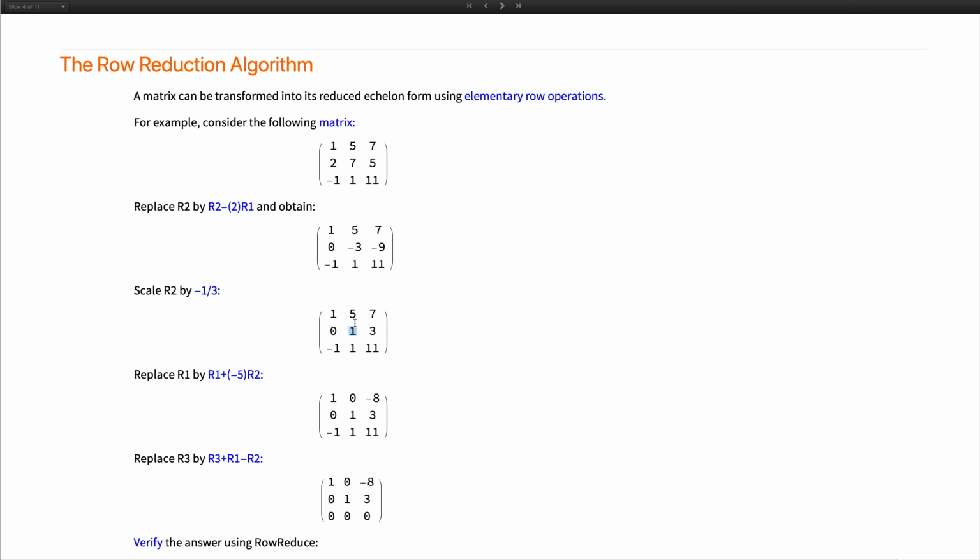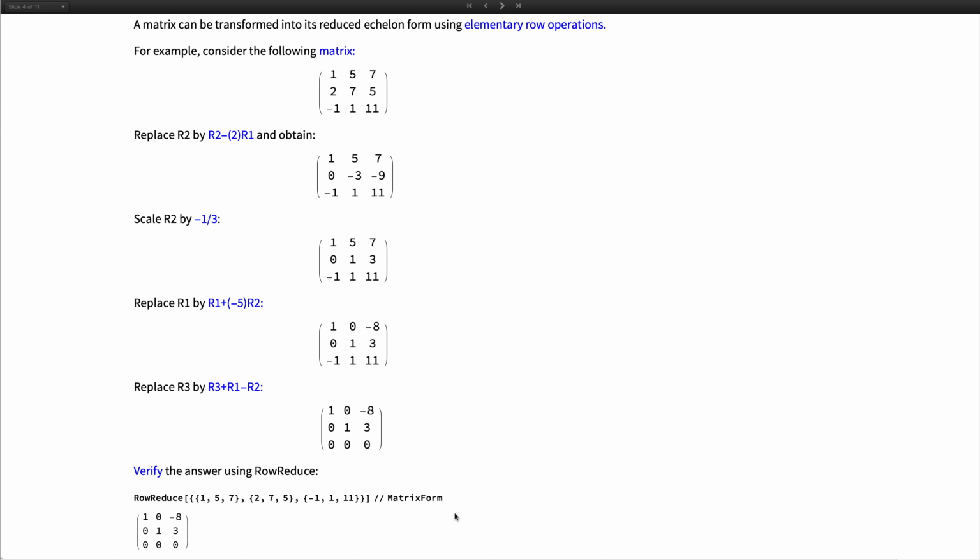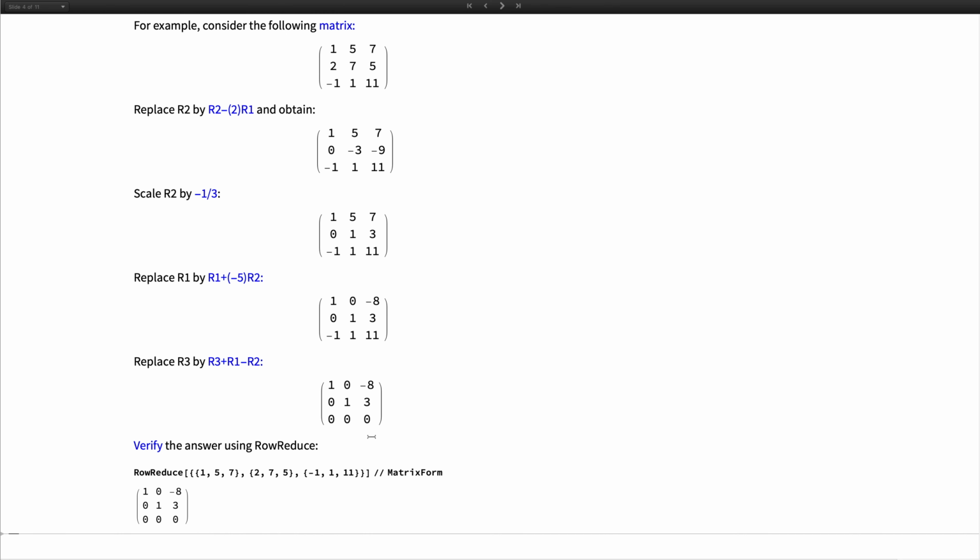Then you still want to make that 5 into a 0. So you do row 1 plus -5 times row 2. So you get a 0 over there. And finally, you do row 3 goes to row 3 plus row 1 minus row 2, and you get back this nice echelon form. You can check the answer with RowReduce, and you see that you get back just the same result.